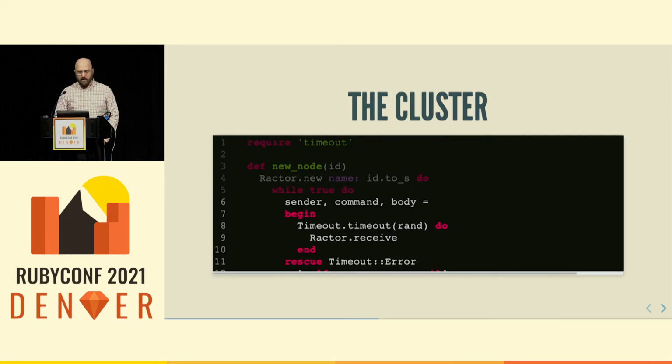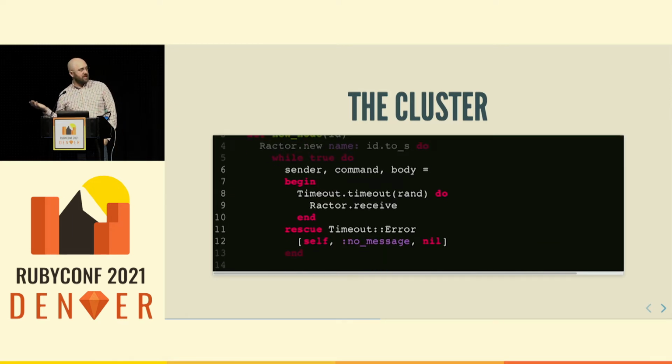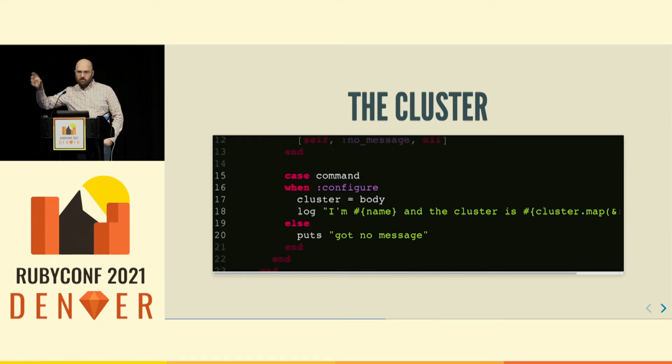So we need a bit more setup. We have this block here. This is how you get data into a Reactor, where we anticipate getting data in. We're calling it a sender, a command, and a body, some data. And we're going to wrap it in a timeout block because it blocks, and we want to be able to continue on and do other things if we don't have a message waiting for us. Then, with the result of that, we're going to have this switch statement, and we're going to do the appropriate thing depending on what the command was.